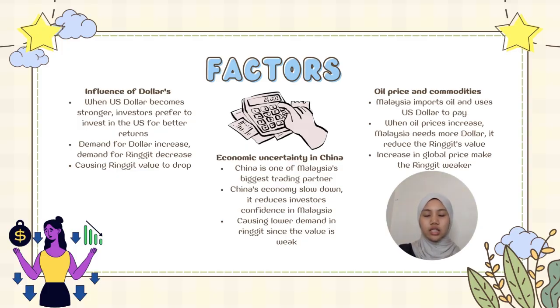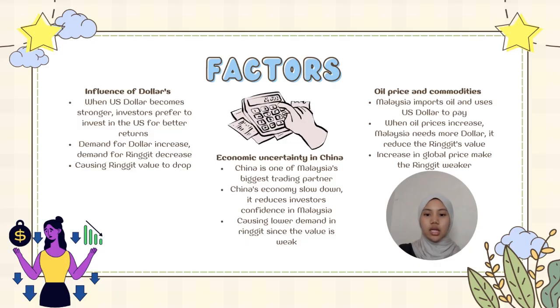The second factor is economic uncertainty in China. We know that China is one of our biggest trading partners. When China's economy is facing crisis and slow factory output, it will create fears among investors since we depend heavily on trade with China. So when investors pull out their investment, the demand for the ringgit becomes lower since the value is weak.